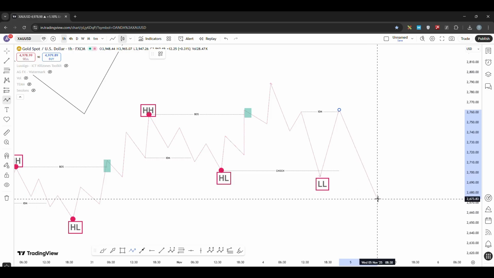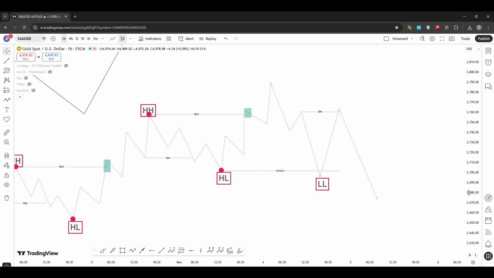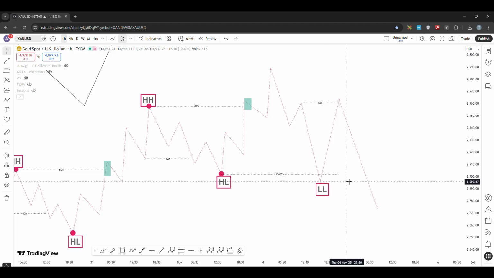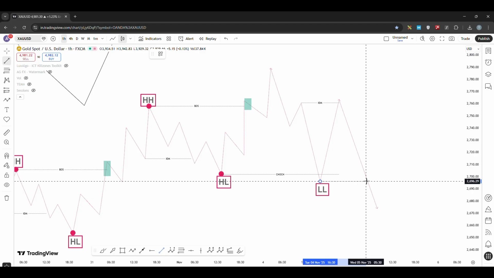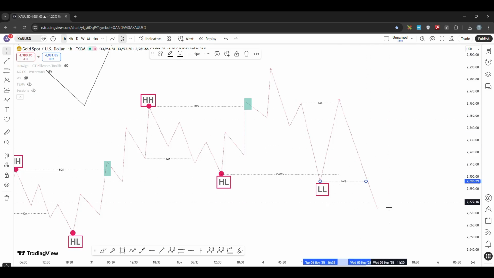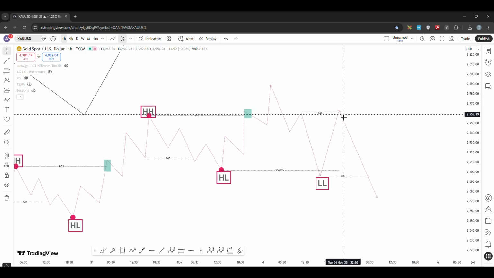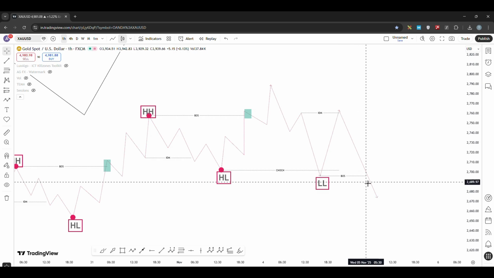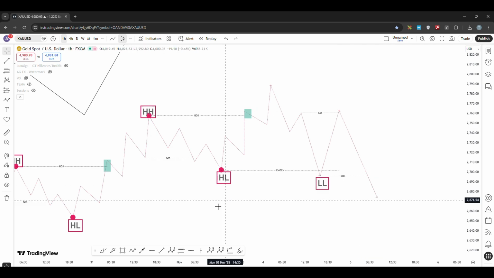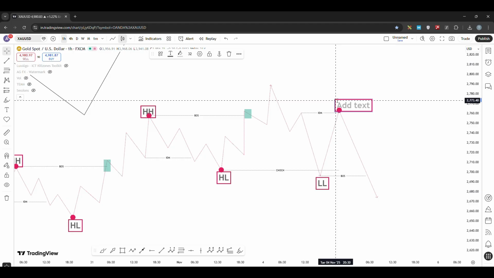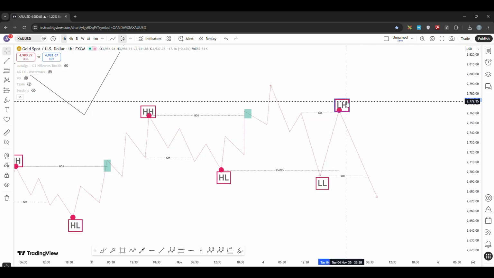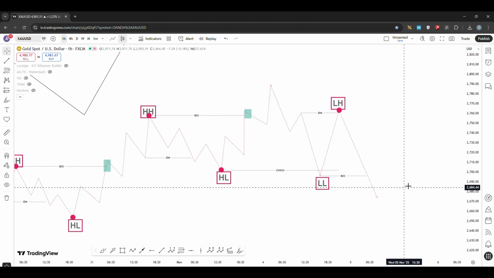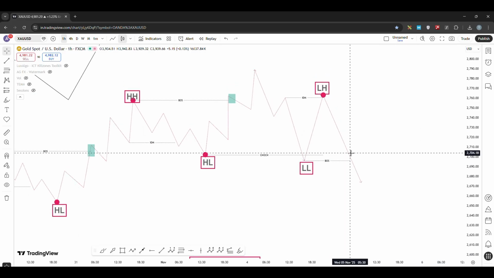And once market drops to the downside and breaks below the last low, which is the lower low, we have got a new break of structure to the downside, right? And once we get a new break of structure, that means the last high before the new break of structure becomes what? This becomes our lower high. Okay, so this becomes our lower high and this becomes our break of structure.